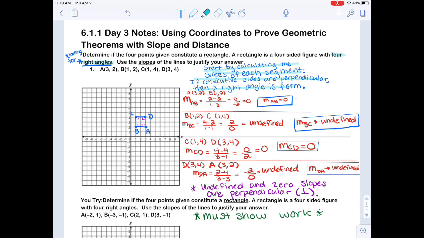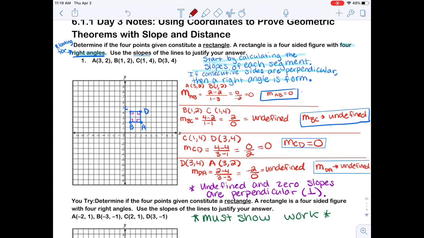So I calculated the slope of AB by using the slope formula. Once you simplify that, you would get that the slope of AB is 0. For BC, do you notice how it was 2 divided by 0 when we did the slope? So that would be undefined. And then CD, 0 divided by 2, so that was 0. And then DA was undefined.